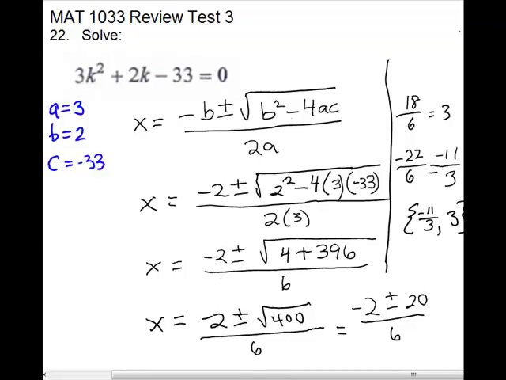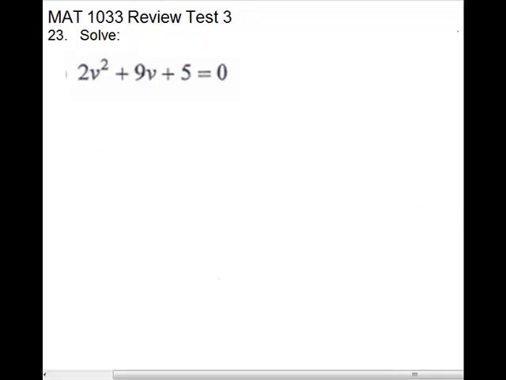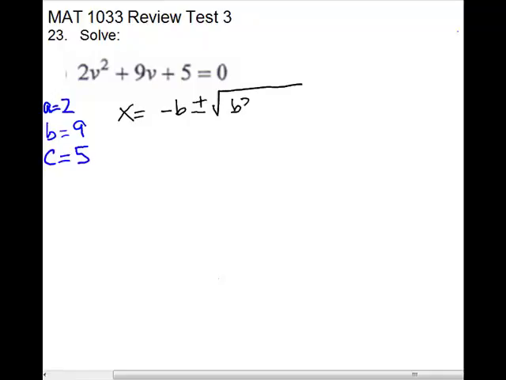From smallest to largest. Problem 23 is also a quadratic equation that is in standard form, and we will use the quadratic formula for it. So our A is 2, our B is 9, and C is 5. So we'll write our quadratic formula. X equals negative b plus or minus the square root of b squared minus 4ac all over 2a.